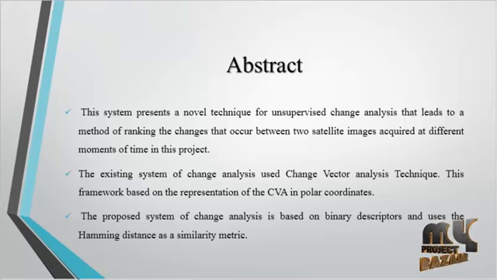The existing systems of change analysis used the change vector analysis technique, that is, a framework based on the representation of the CVA in polar coordinates. The proposed system of change analysis is based on the binary descriptor and uses the Hamming distance as a similarity matrix. The Hamming distance is the most commonly used and an efficient process to determine the distance between the changes that occurred in each and every pixel in the image. Hence, this process is efficient to determine whether the changes occurred in a particular region or not.